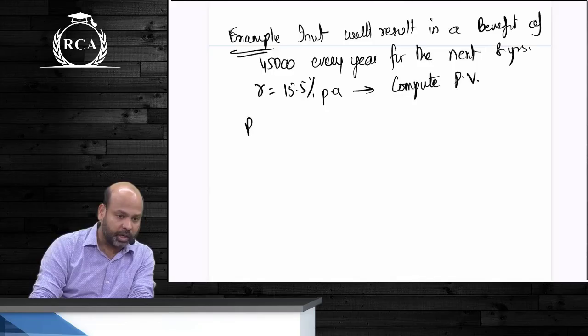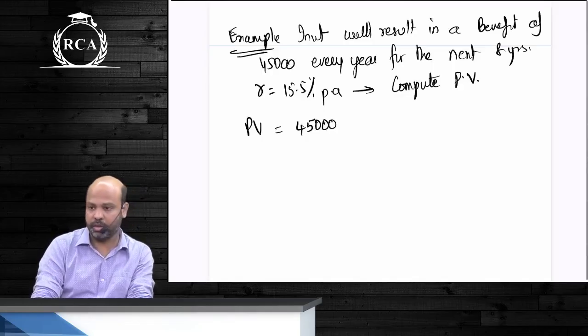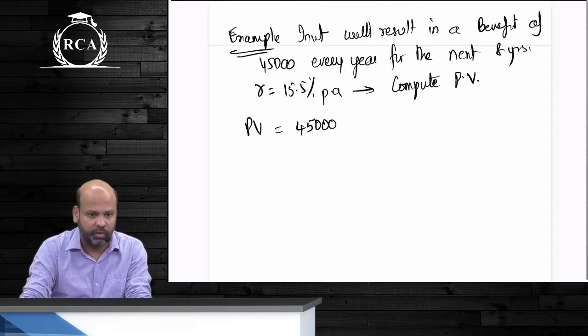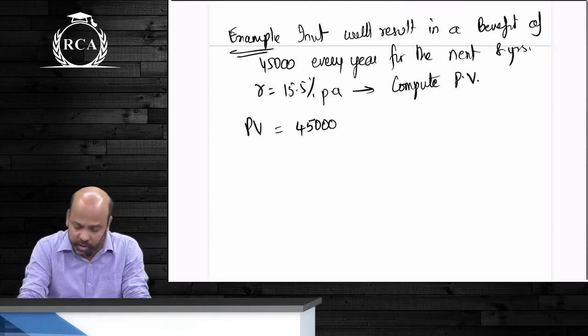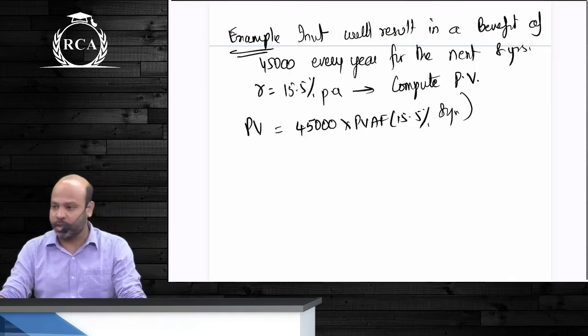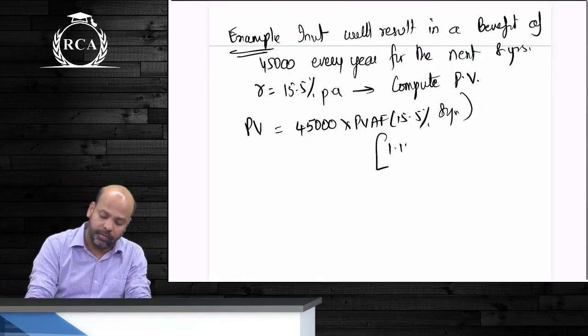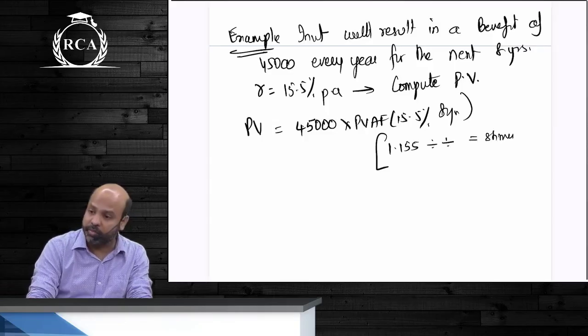Because the cash flow is remaining constant every year, guys, you're simply going to write present value will be equal to what? 45,000. You can discount each 45,000 separately, or you can directly multiply this 45,000 with the present value annuity factor at 15.5% for 8 years. How will you compute that present value annuity factor? You will write 1.155, press divided by twice, equal to how many times? 8 times, and then grand total.